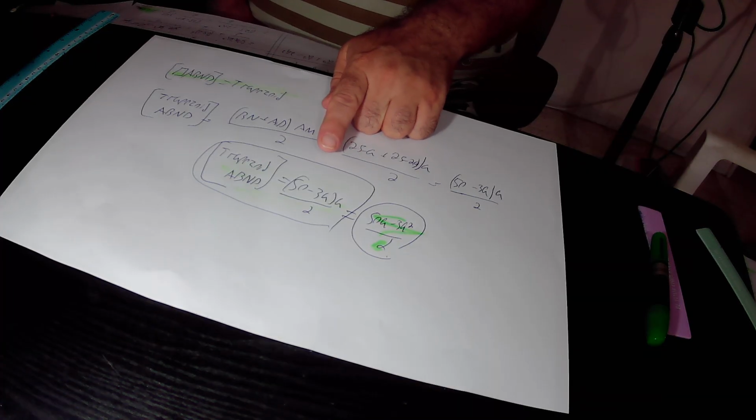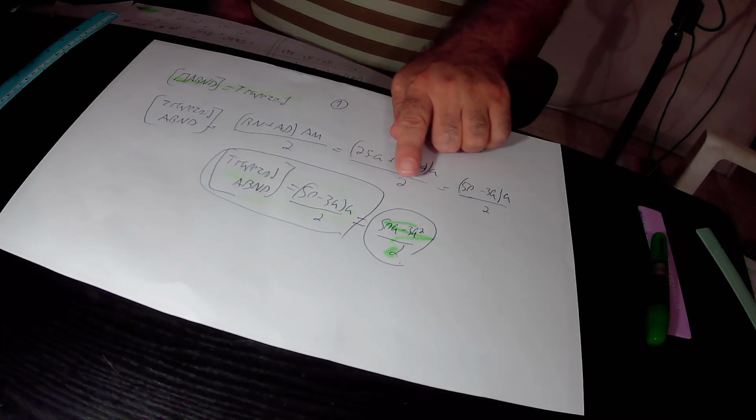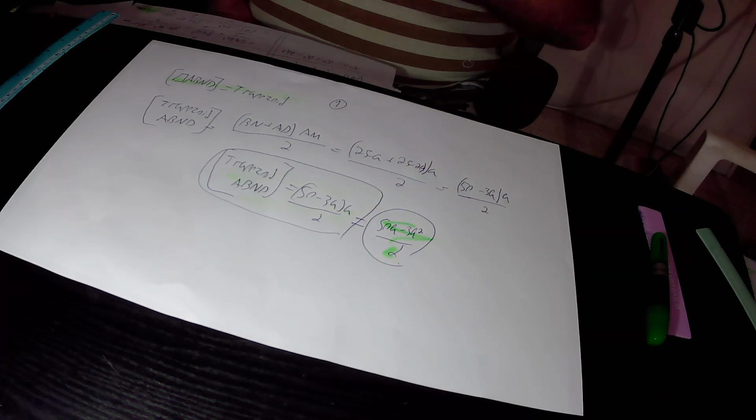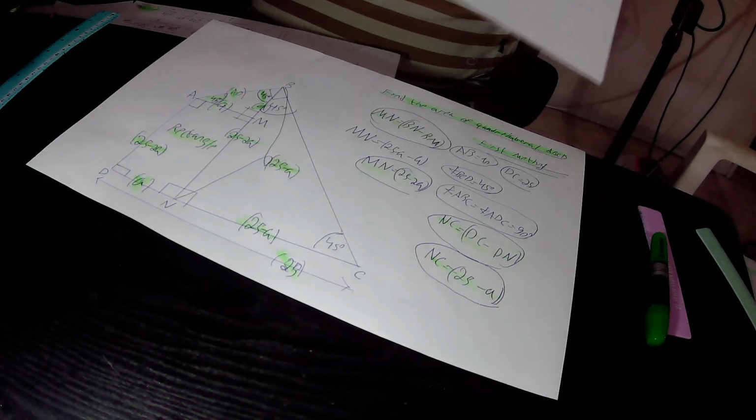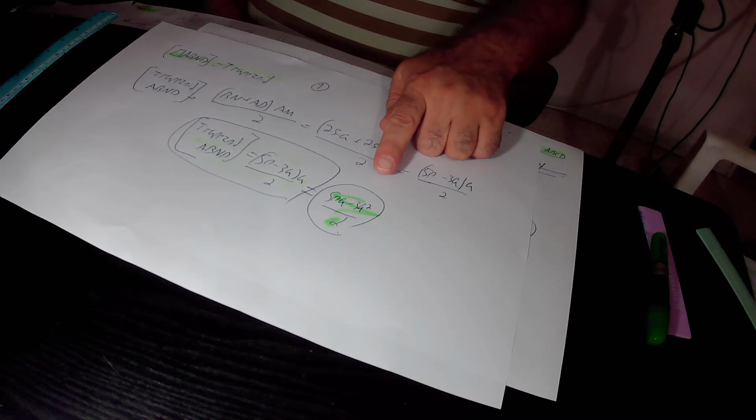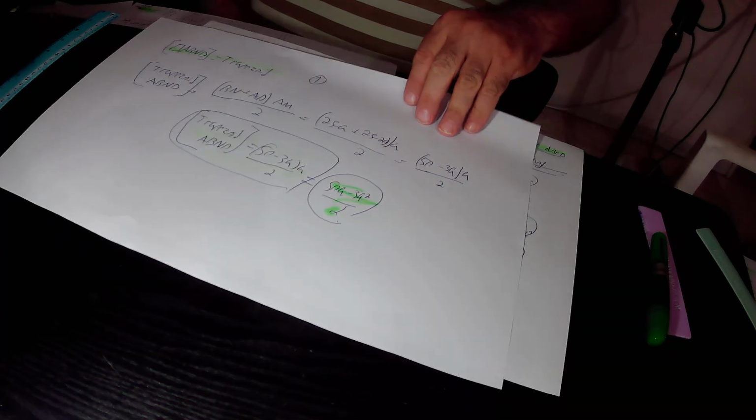We open the brackets here, and we find that 50 times A is 50A, minus 3A times A is minus 3A squared, over 2. So in total, the area of this trapezoid ABND equals 50A minus 3A squared over 2.